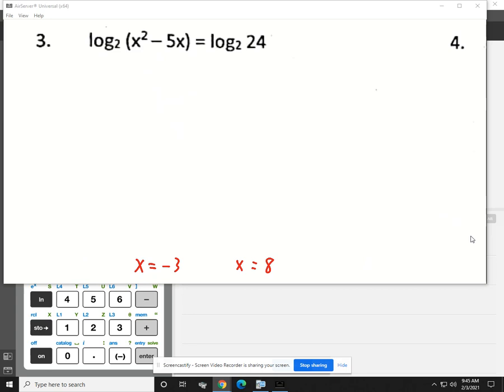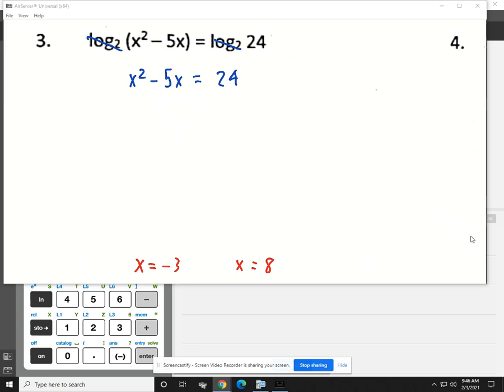So the first thing you're going to do is you're just going to drop the logs. They're gone. All we have to focus on are our arguments. So we've got x squared minus 5x equals 24. And that's how simple it can be if logs are on both sides. Drop them. Gone.